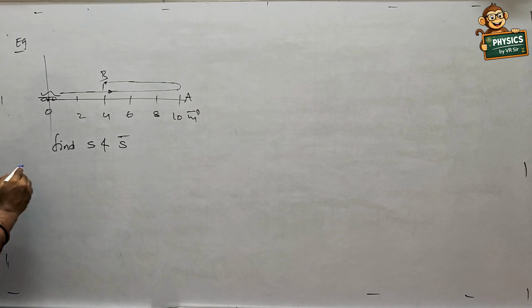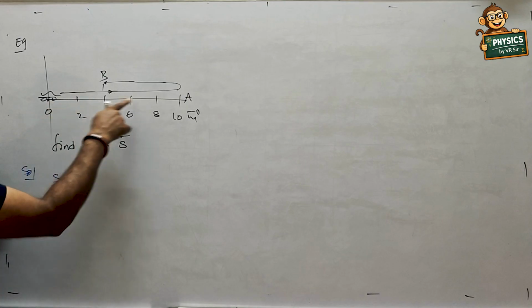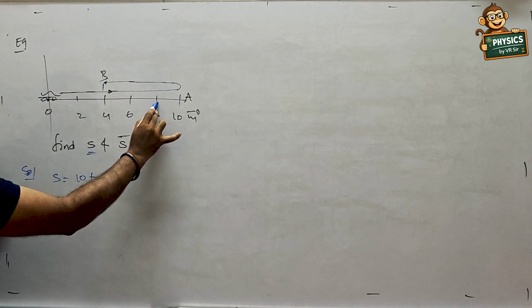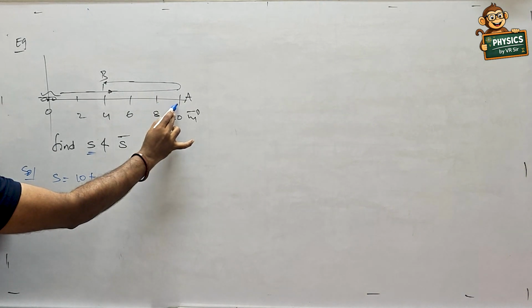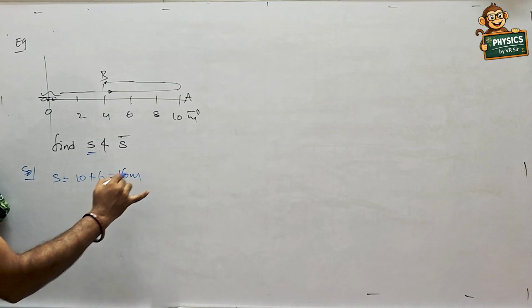Now the solution, let us see. Distance, I told you, is the total length of the path, isn't it? So distance, total length of the path, what is that? 0 to 10 is 10 meters plus from 10 to 8. So each unit is 2 meters. 2, 4, 6 plus 6. And this must be equivalent to 16 meters.